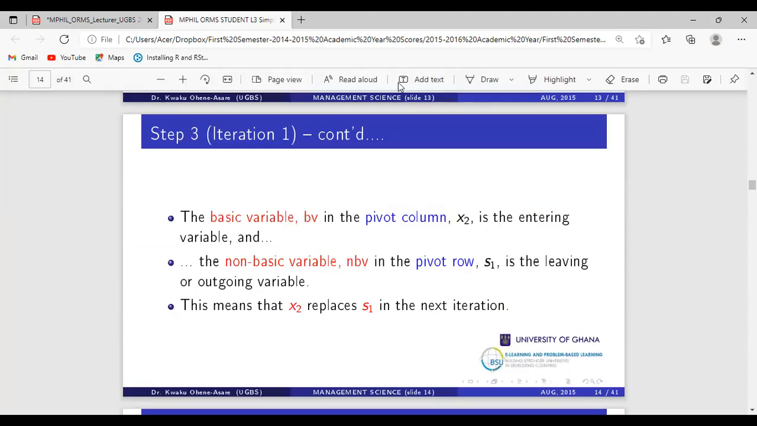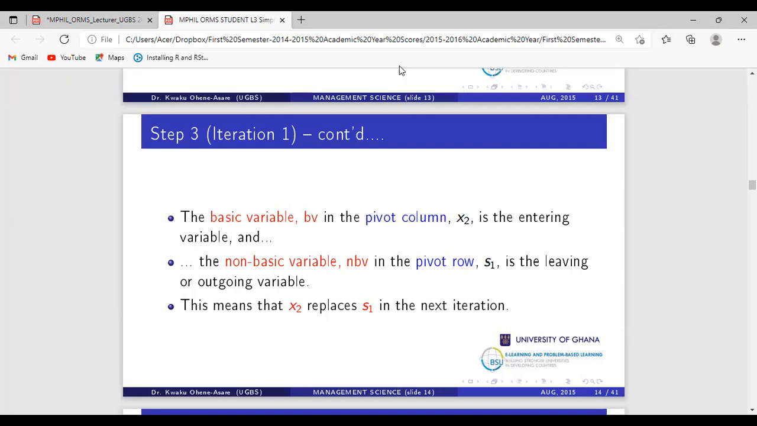Now, how do we compute the values for the second table? You realize that we now have a pivot column, we have a pivot row, and then we have the new rows that also have to be computed.